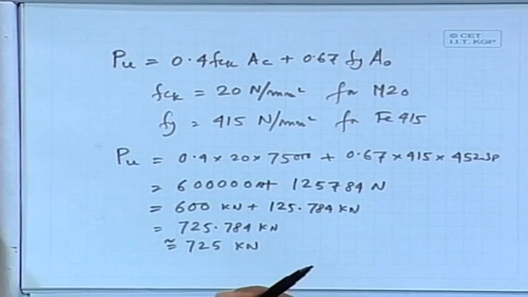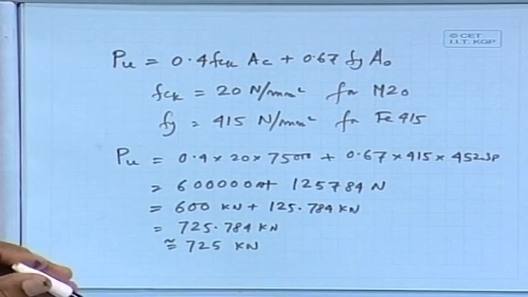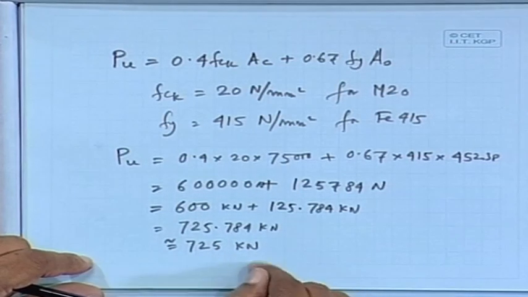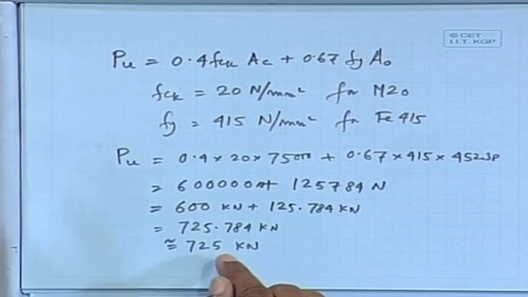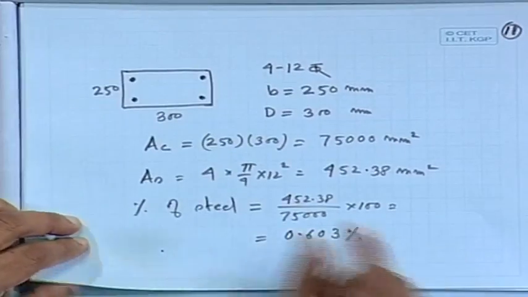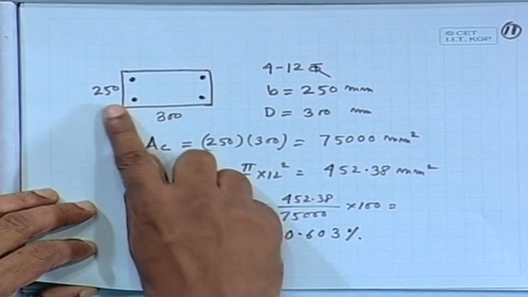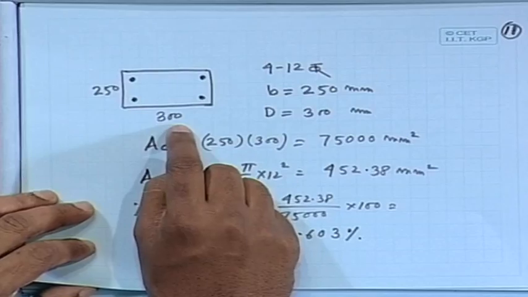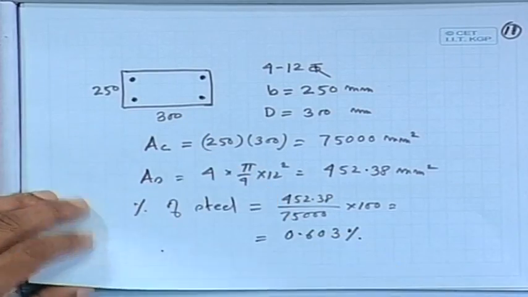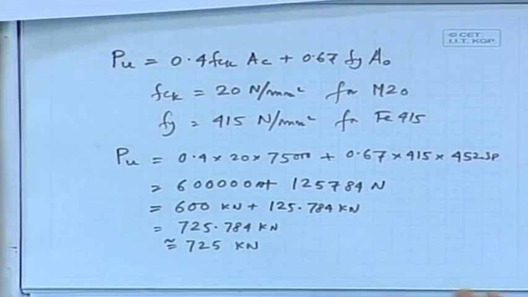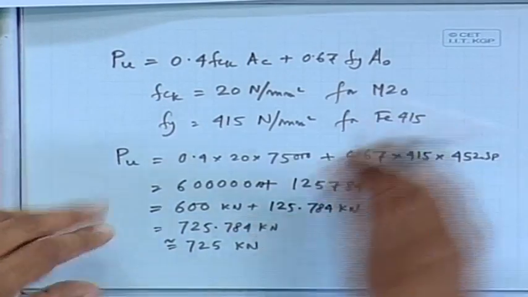What we shall do here, in the case that your section can take a load actually applied that is less than 725, we can reduce the section to 250 by 250 also, and we can find out what is the value of Pu. Let us try that one at least.